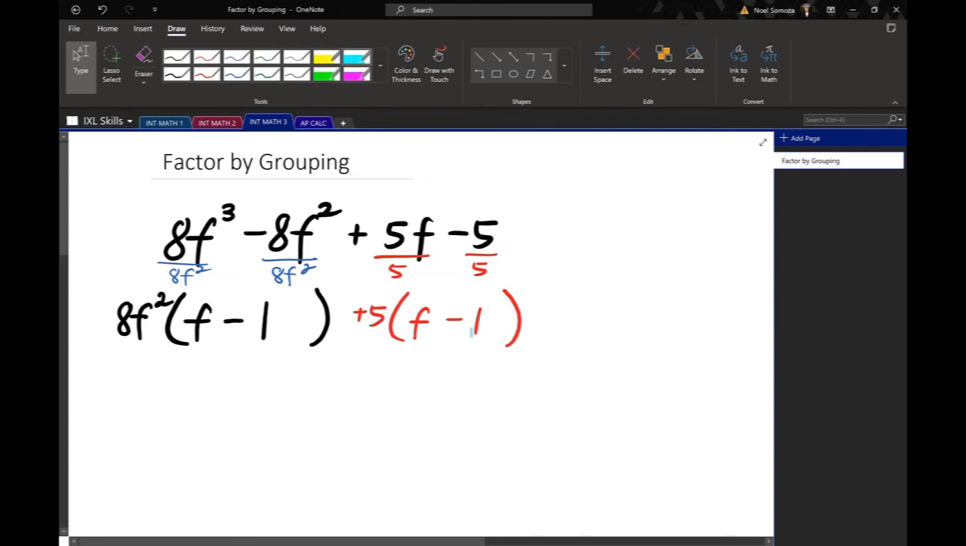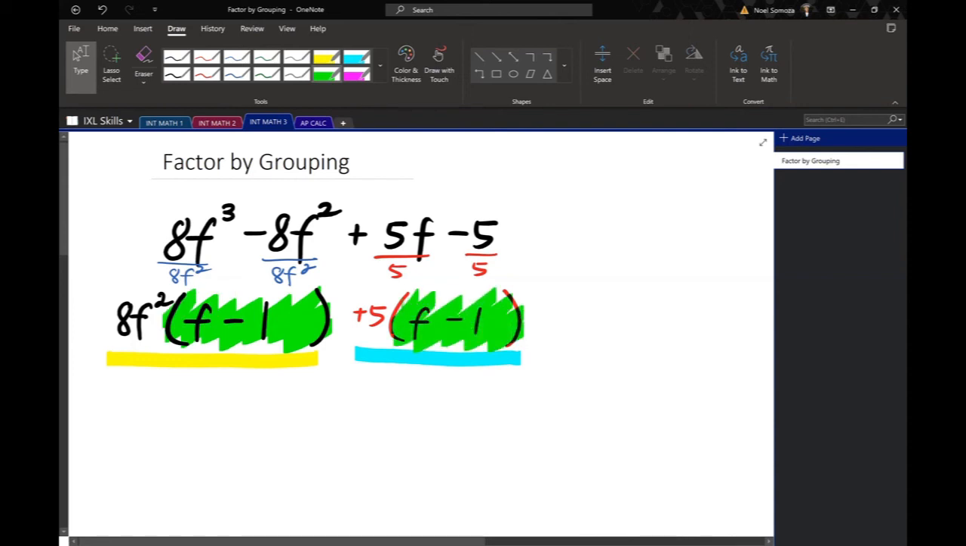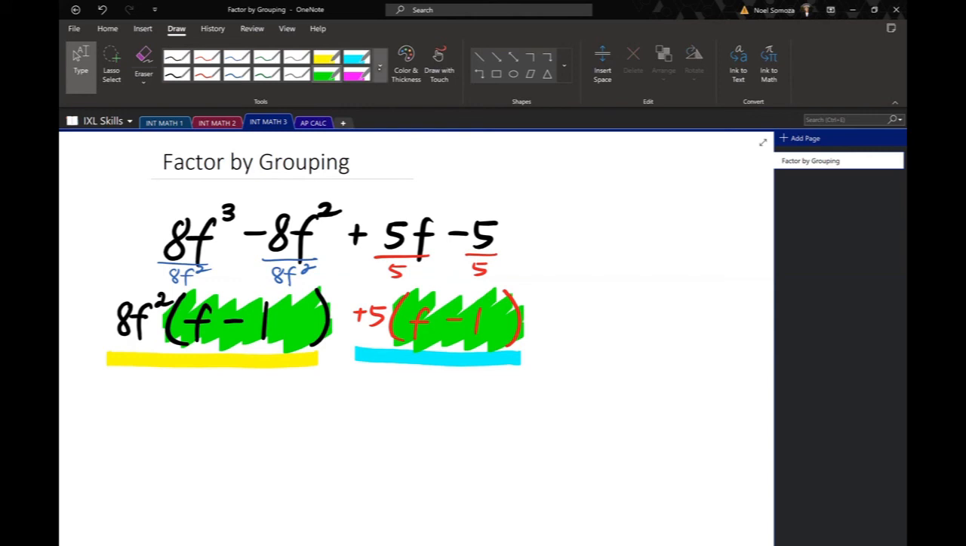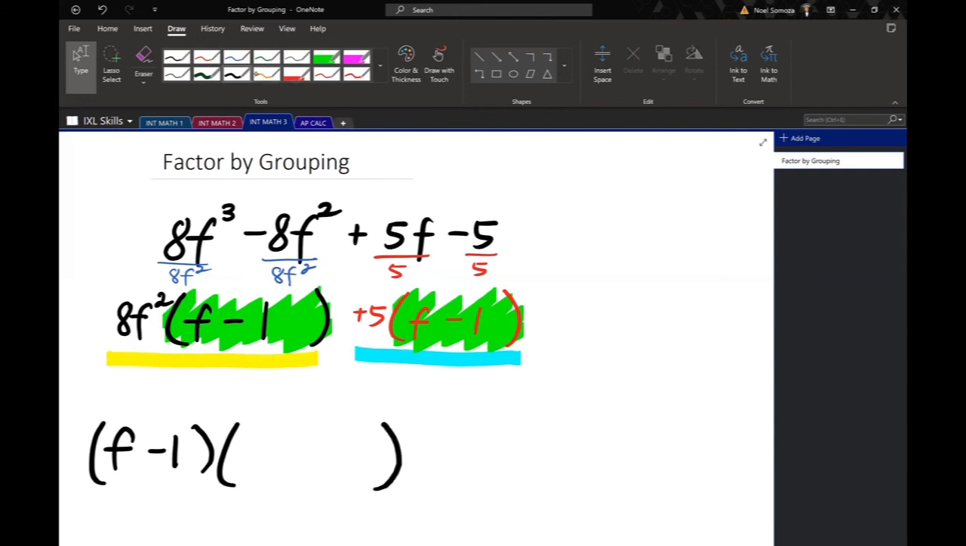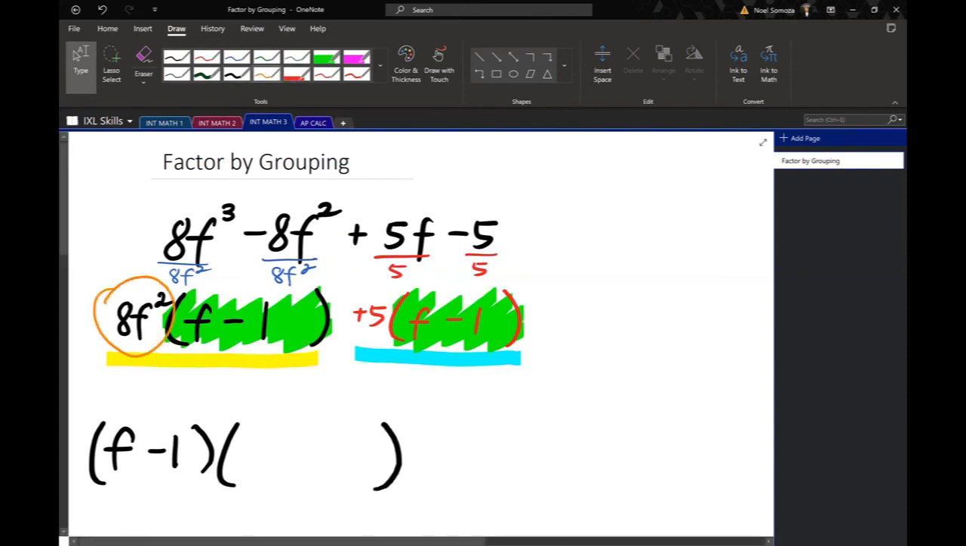What do you notice out of these 2 terms, right? This is my first term, and then this is my second term. What do you notice that they both have? Well, they both have the term f minus 1, right? They both have this term right here. So I'm going to factor out a new GCF, which is f minus 1. When I factor out f minus 1 from both of those terms, what's left over? Well, I end up with 8f squared left over and plus 5. Then those 2 terms are going to go inside of a new parentheses.